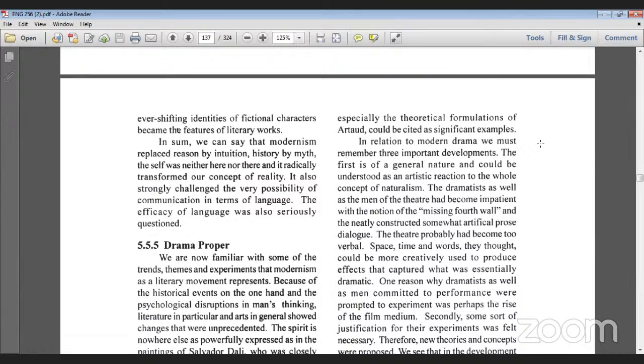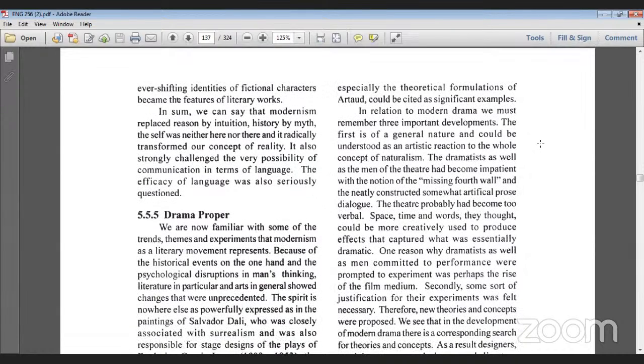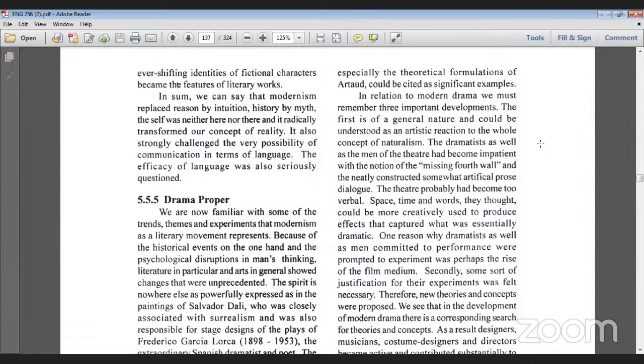The first is of a general nature and could be understood as an artistic reaction to the whole concept of naturalism. The dramatist became impatient with the notion of the missing fourth wall and the neatly constructed, somewhat artificial prose dialogue. The theater probably had become too verbal. Space, time, and words, they thought, could be more creatively used to capture what was essentially dramatic.